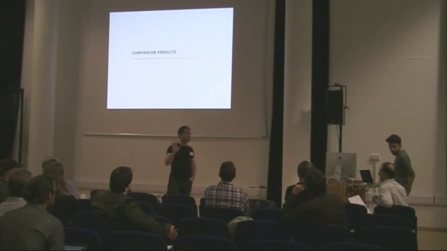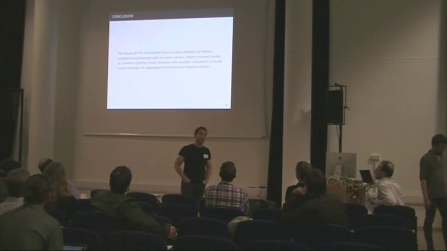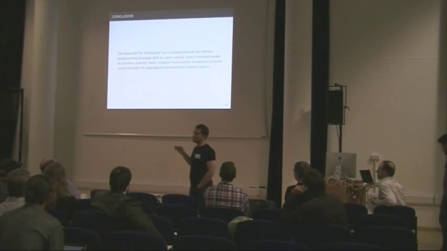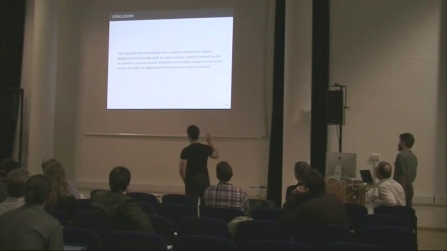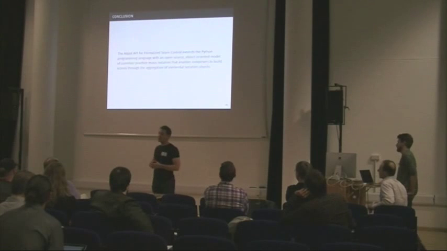Okay, next. So, wow, okay, so that's great. We're just going to skip the companion projects. Let's go to the conclusion slide, which is the same as the introduction slide. And let me read to you one more time. The Abjad API for formalized score control extends the Python programming language with an open source, object-oriented model of common practice music notation that hopefully enables composers to build up scores through the aggregation of elemental notation objects.